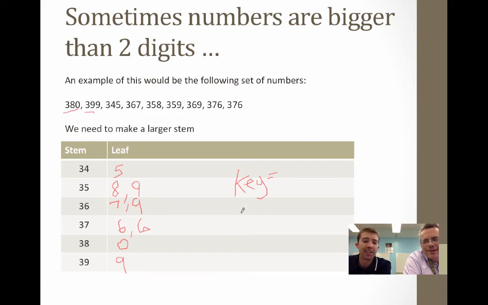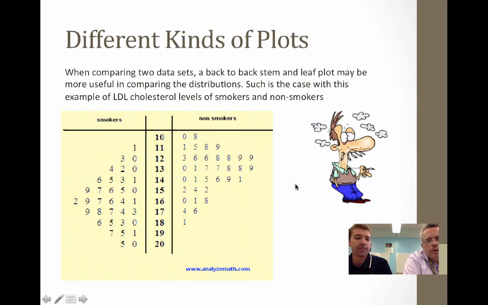All right, so our key here, if I just pick the 34, 34, vertical line 5 equals 345. Because like Mr. Lamillo said before, we don't know if that means 34.5 or 345, we're not really sure. So we've got to make it reader friendly. Okay. All right, different kinds of plots.